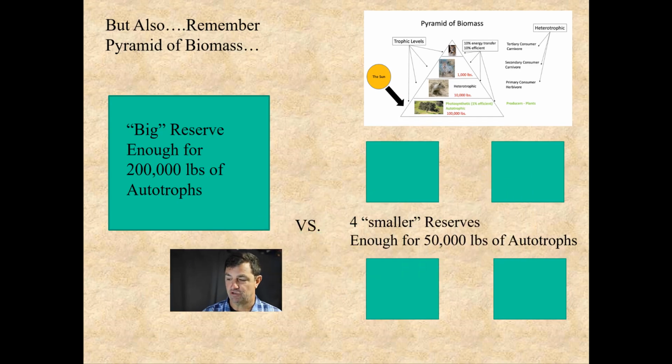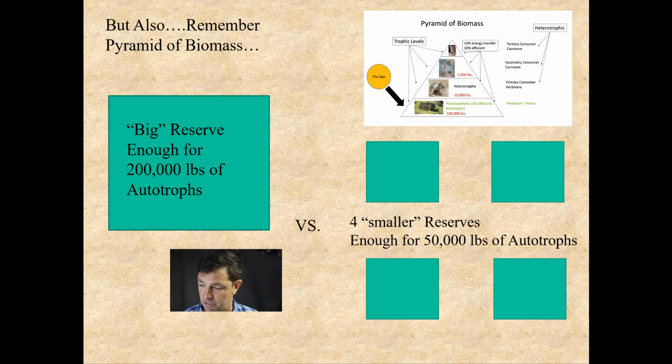But if you take that same area and break it down into 4 smaller areas, but collectively they're the same, meaning you had an area that could have 200,000 pounds of plants, but now you have 4 smaller reserves that is enough in each one for 50,000 pounds of autotrophs. So it's the same amount of space and weight of plants.